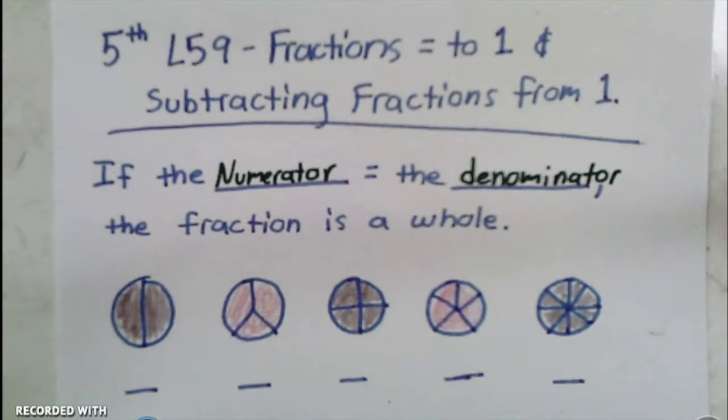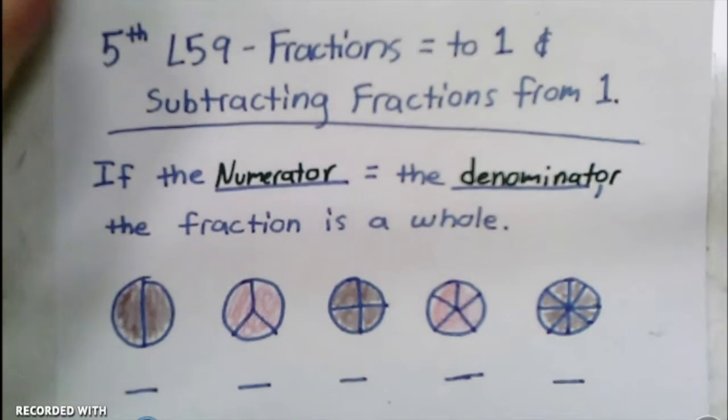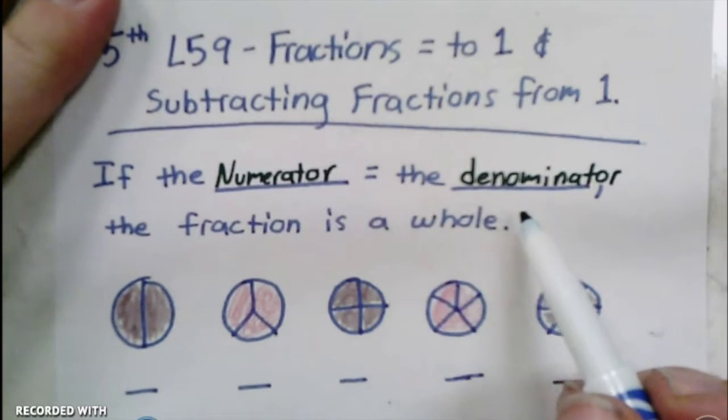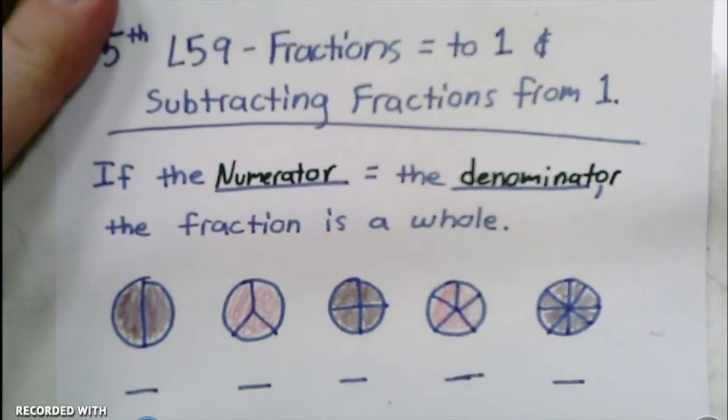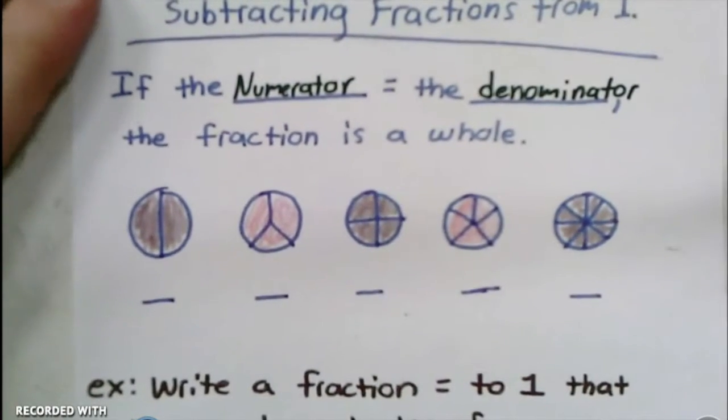Welcome to lesson 59 on fractions equal to 1 and subtracting fractions from 1. If the numerator equals the denominator, the fraction is a whole. So let's look at all these examples here, okay? How many parts is this whole broken into? 2. And how many are shaded in? 2. So 2 out of 2 is 1 whole.